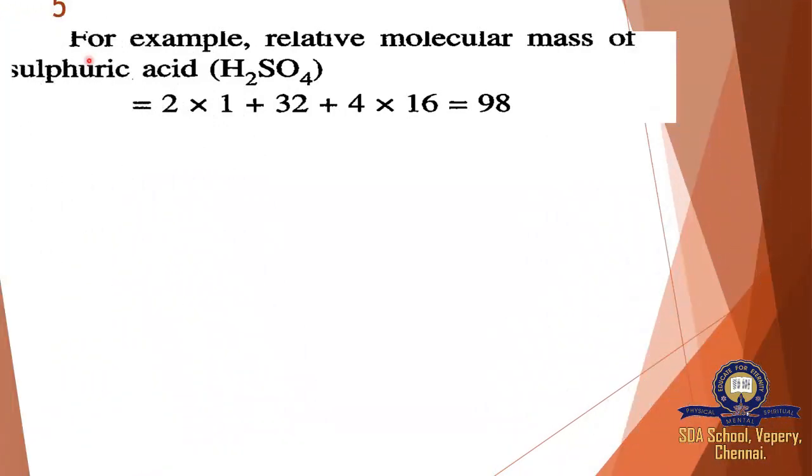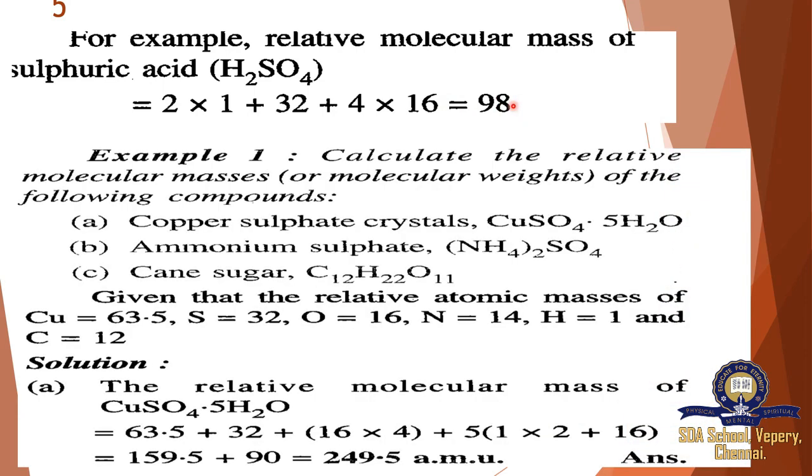Here we have an example sum to find the relative molecular mass of sulfuric acid. The molecular formula is H2SO4. We have 2 hydrogen atoms, and the atomic mass of hydrogen is 1, so 2 into 1, plus sulfur's atomic mass 32, plus 4 oxygen atoms, so 4 into 16, the atomic weight of oxygen. Totally we get 98. The molecular mass of sulfuric acid is 98.